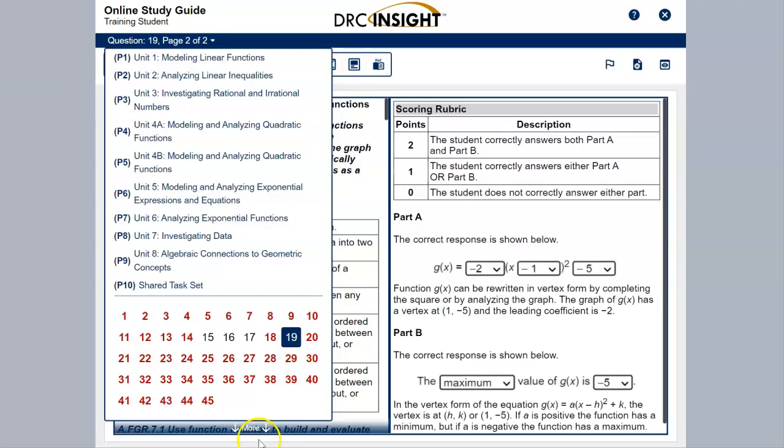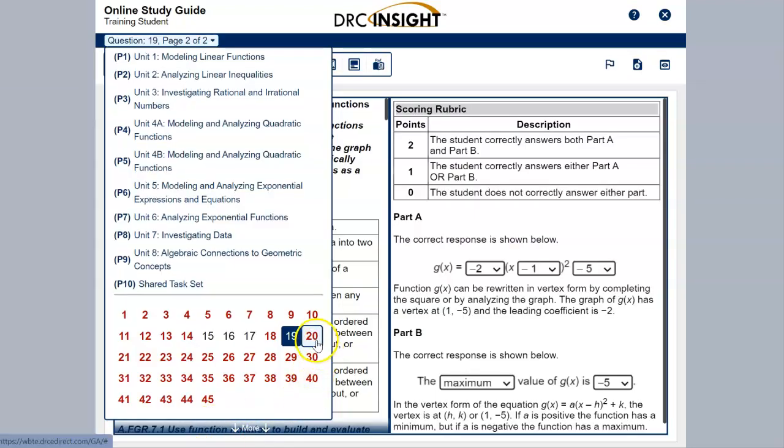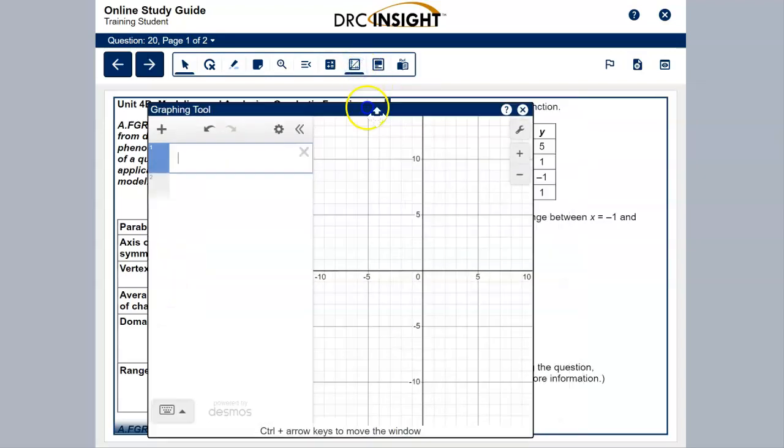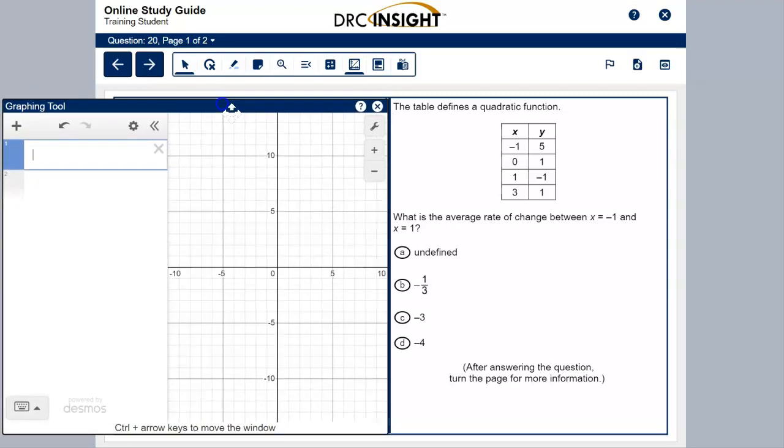The last item we're going to look at today is item 20. So this time we're given a function and we're looking for the average rate of change in the table between negative 1 and positive 1. So the first thing I'm going to do is open the graphing calculator. You really don't have to recreate this table, but I'm going to do it anyway because I just want to show you how to do that if you haven't already done it.